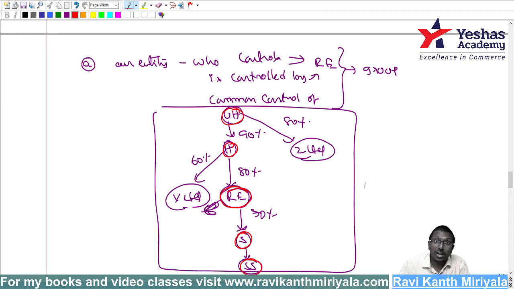Next, under the common control. I am being controlled by UH, and even Z is being controlled by UH. So we are all like brothers. Even Y is controlled by H, as I am. That's why these two come under the common control. That's why this is the group. I already told you, associates and joint ventures will not be part of the word group. Group includes only the holding company, the subsidiary company, the subsidiary's sub-subsidiary company, and common control.